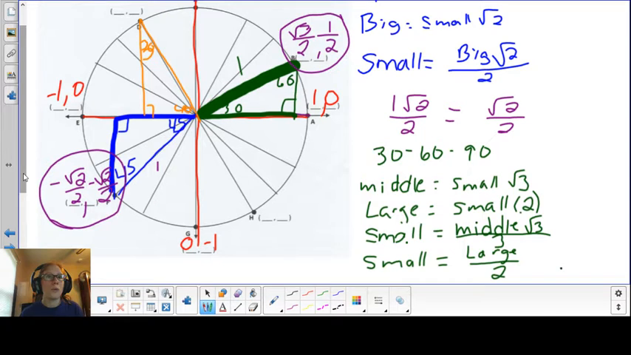So where does the radius go? Where's my 1 going to go? Good, it's going to go up here. So that means this is a radius of 1.